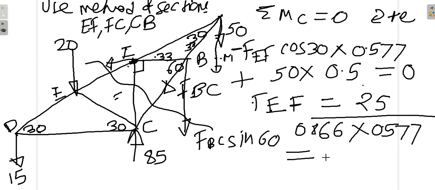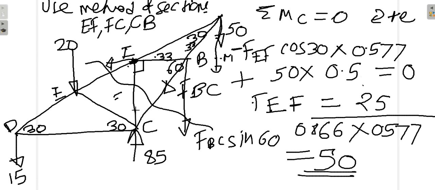I'm getting the value as 50.03, that is almost 50. So that gives me the value of FEF as 50 kilonewton. So in this way we have computed FEF and FBC using the method of sections. Now what is left to be found is the value of force FC.